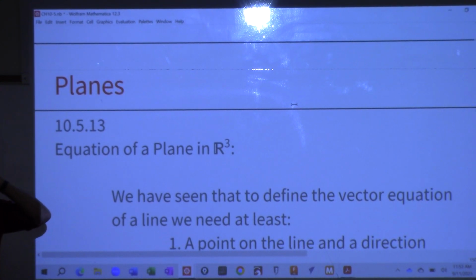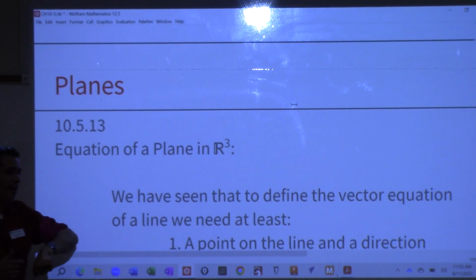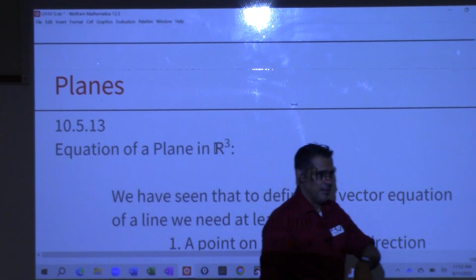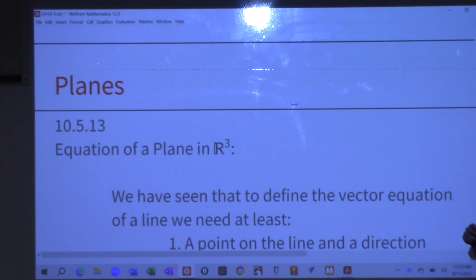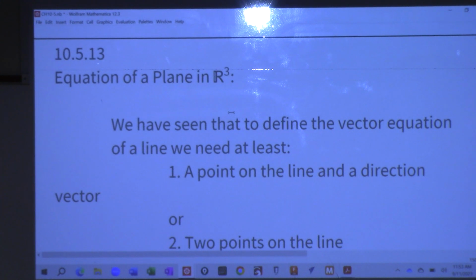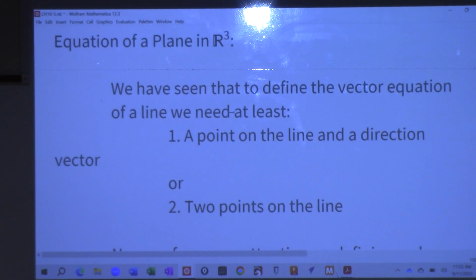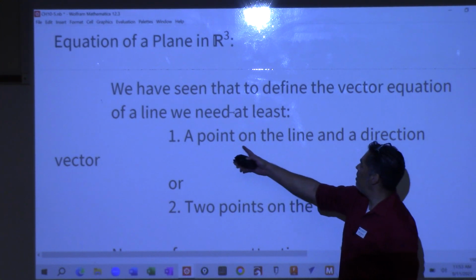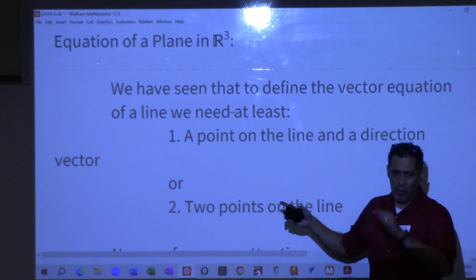Vector equations of planes comes much later in this class. We're not quite ready for it here at this point. So we're going to go to just the generic standard equation of a plane the way you've probably seen it in the past. So what do we need to define a line, right? Let's go back to what we need to define a line. You need a point on the line and a direction, right? A point and a direction.